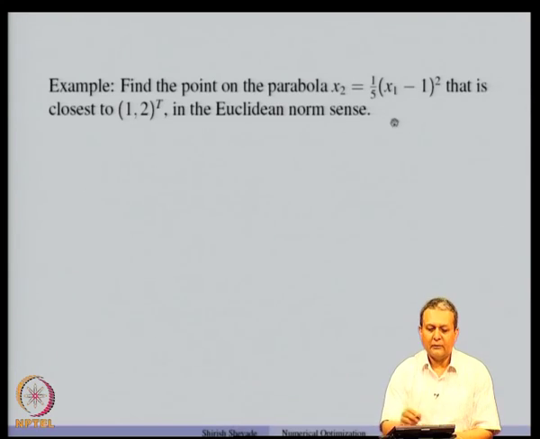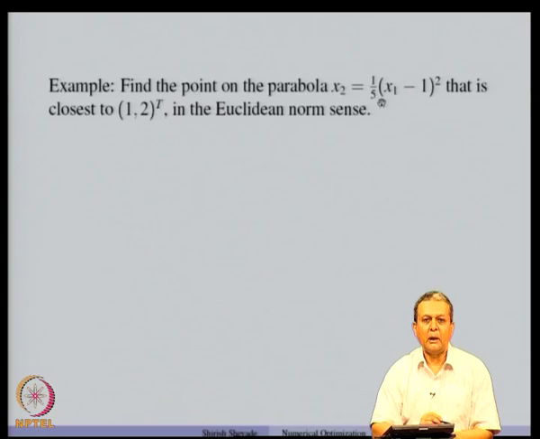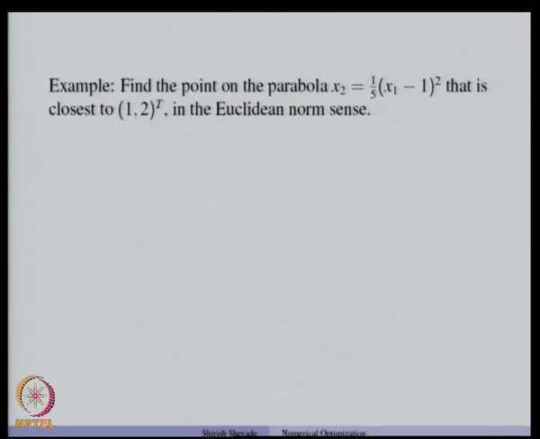or since this is a problem in 2-dimensional space, one can think of the interpretation of this problem as we want to find a circle of minimum radius centered at the point (1, 2). So, we want to find a circle centered at (1, 2) which has the minimum radius and which touches the parabola. So, let us write down the problem formulation.